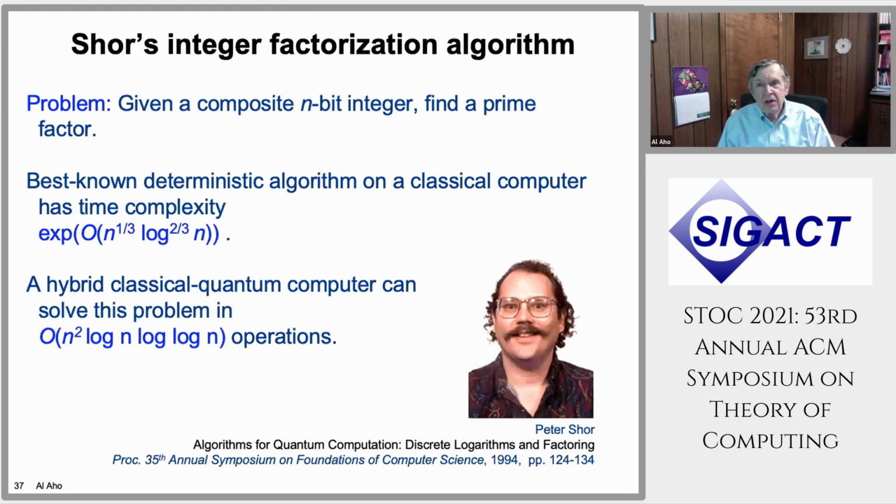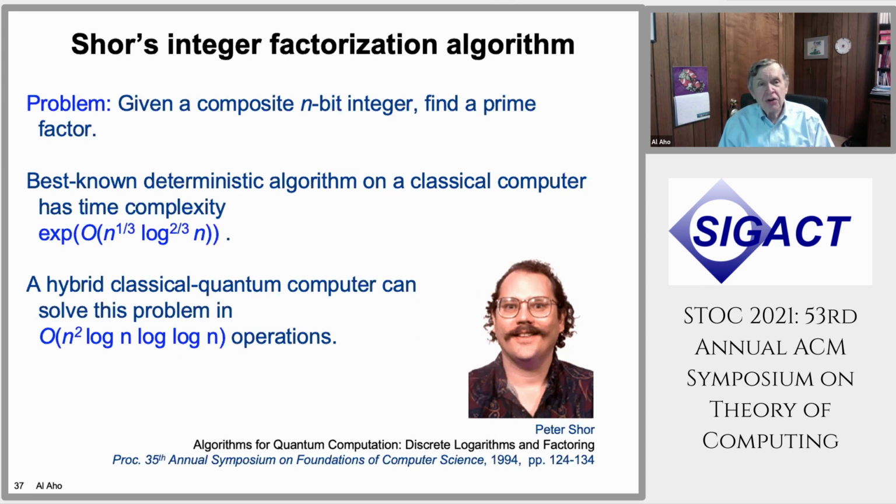I'd just like to conclude by saying that in 1994, Peter Shor, who was at Bell Labs at the time, gave a hybrid classical computer, quantum computer algorithm for factoring an n-bit integer in a polynomial number of operations, basically order n cubed time or order n squared log n, log log n operations. All of the known deterministic algorithms on classical computers for factoring integers run in more than polynomial time.